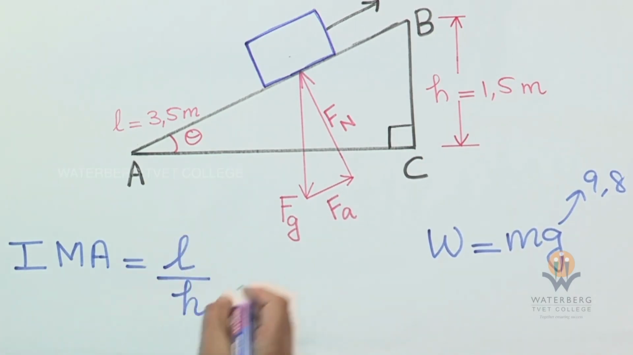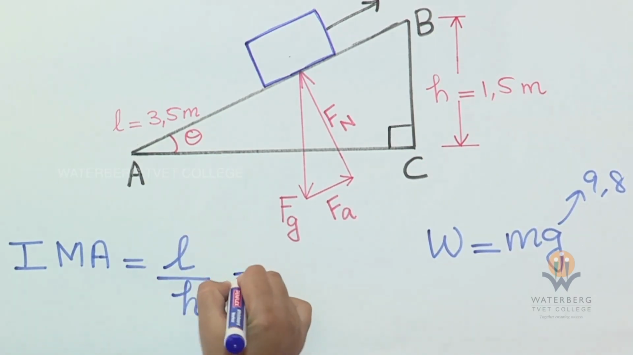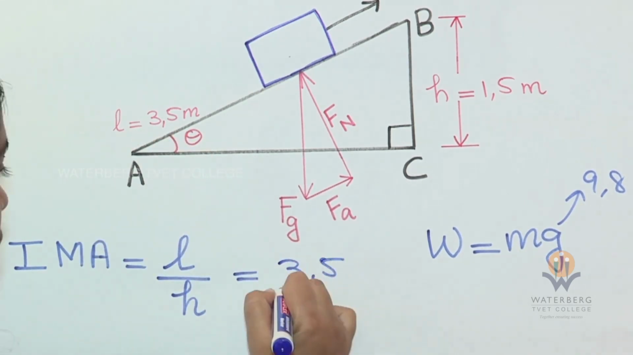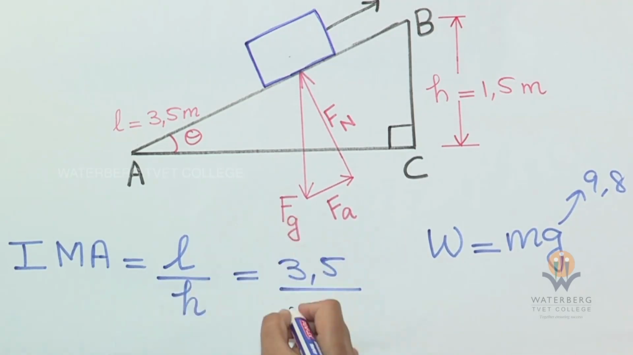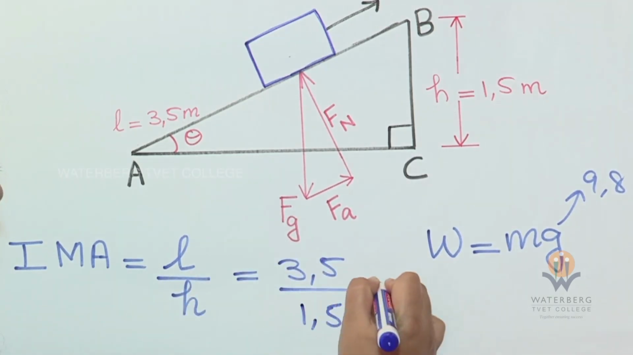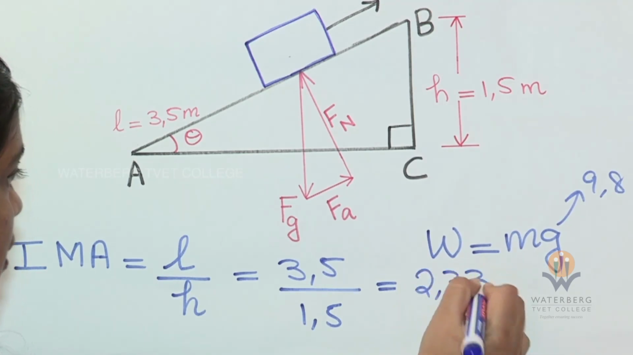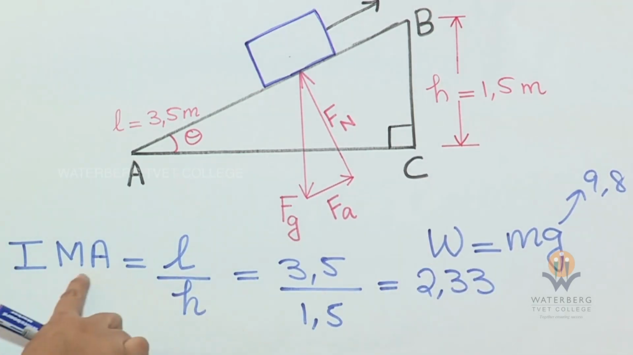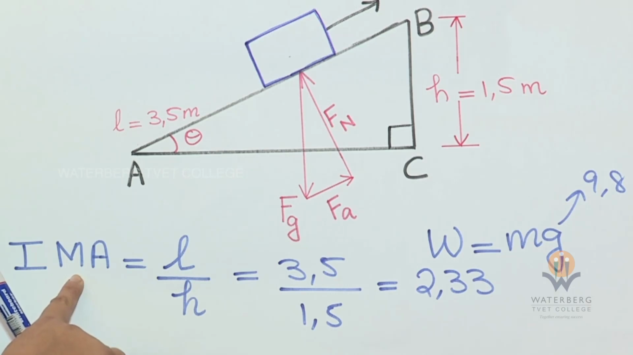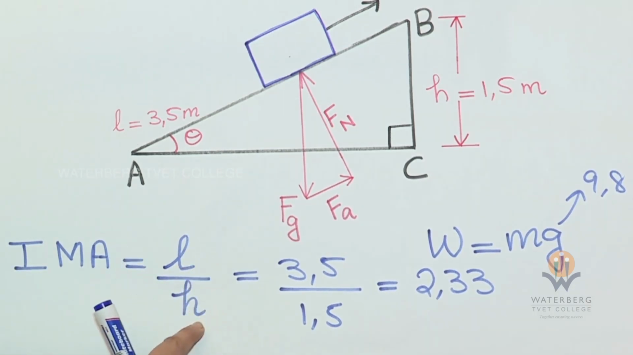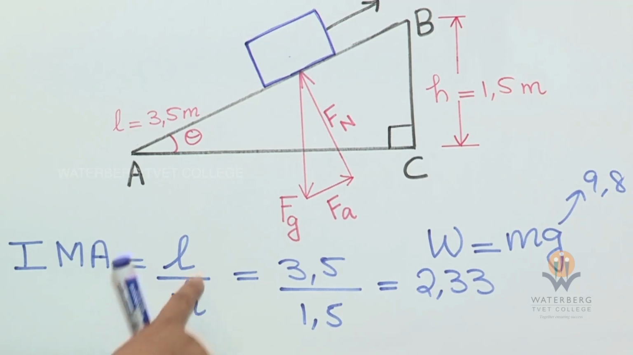So we can substitute the values here: length is 3.5 over height 1.5, which gives you 2.33. And now we know that ideal mechanical advantage is the ratio of effort distance over resistance distance. So it's a ratio, therefore it doesn't have any units.